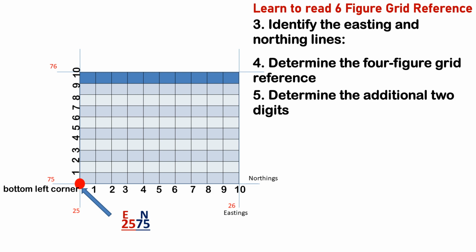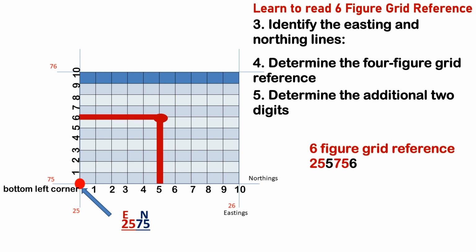5. Determine the additional 2 digits. To obtain the 6-figure grid reference, you need to estimate the position within the grid square. This estimation is done by mentally dividing each side of the square into 10 equal parts. The additional 2 digits represent the number of tenths of the distance from the bottom left corner to the desired point.